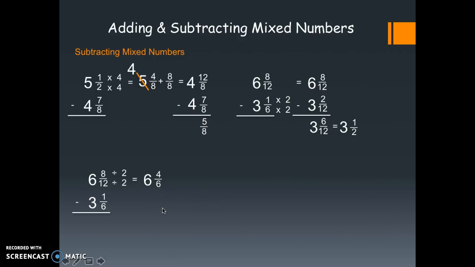So now I've got 6 and 4/6 minus 3 and 1/6. 4 minus 1 is 3. 6 minus 3 is 3. And again, 3/6 is going to give me an answer of 3.5. So same problem. We got a denominator by multiplying here, but using a divisor down here.